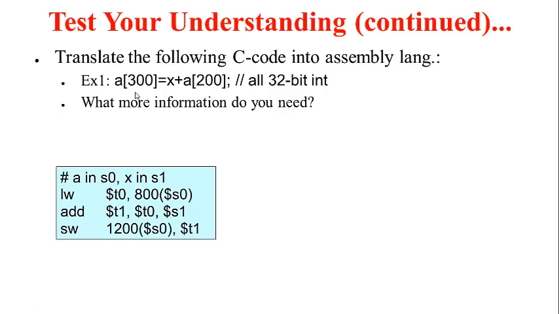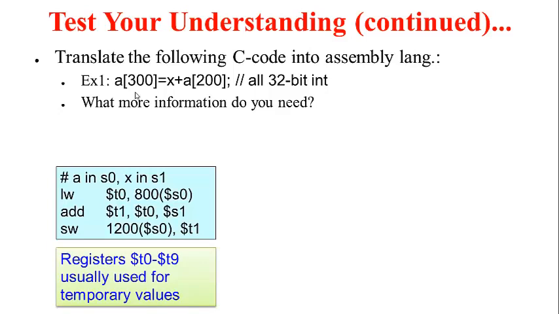Now you may have used different registers from $T0 or $T1 in your solution. Usually registers $T0 to $T9 are used for temporary values in MIPS assembly language. So here is another set of 10 registers in the MIPS set of 32 registers we have learned so far.